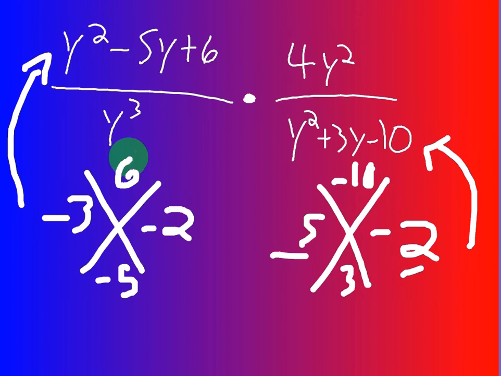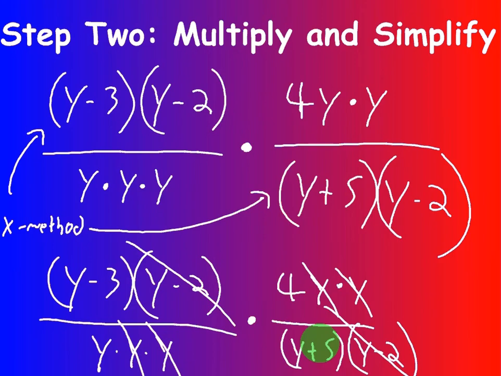1 times 6 on top, negative 5 on bottom, becomes negative 3 and negative 2. And so the factorization of this will be y minus 3, y minus 2, because that leading coefficient is 1. Same for this one. After you do the x method, the factorization will be y minus 5, y minus 2. I'm sorry, y plus 5. That's a plus. Y plus 5, y minus 2. And then from there, we're just going to cancel some stuff out. So here's the factorization: y minus 3, y minus 2, y plus 5, y minus 2. Use the x method on both of them.